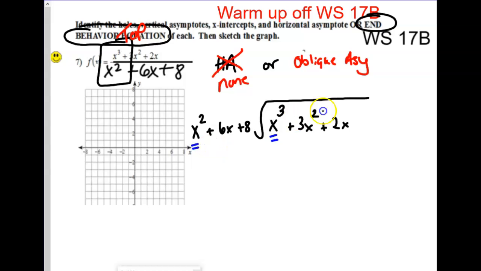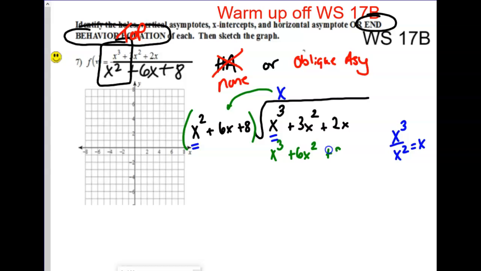Alright, so divide. Lead term by lead term would leave you with x to the first. So that goes up in your quotient position. And now you multiply the x to the entire divisor. Make sure you distribute it to everybody. And you get x to the third plus 6x squared plus 8x.